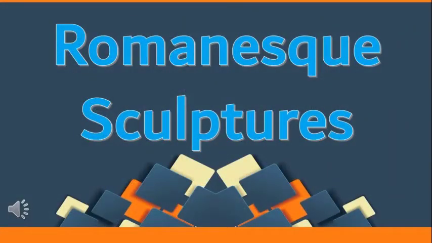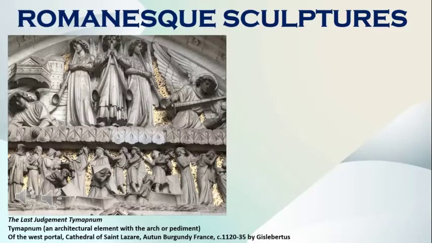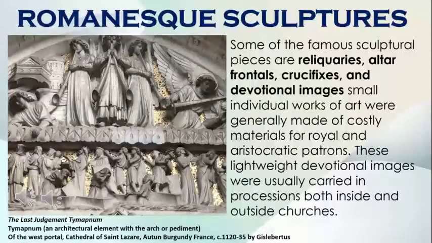Then next is Romanesque sculptures. The Last Judgment Tympanum, an architectural element within the arch, or pediment, of the West Portal, Cathedral of Saint Lazare, Autun, Burgundy, France, circa 1120–35, by Giselbertus. Some of the famous sculptural pieces are reliquaries, altar frontals, crucifixes, and devotional images. Small individual works of art were generally made of costly materials for royal and aristocratic patrons. These lightweight devotional images were usually carried in processions both inside and outside churches.